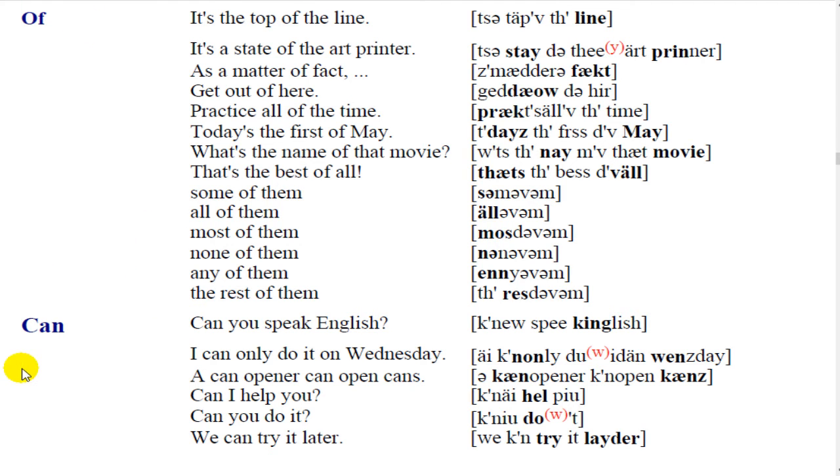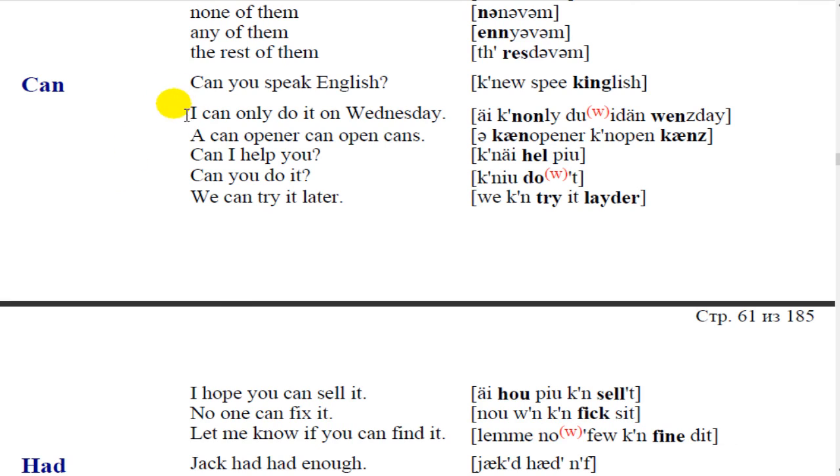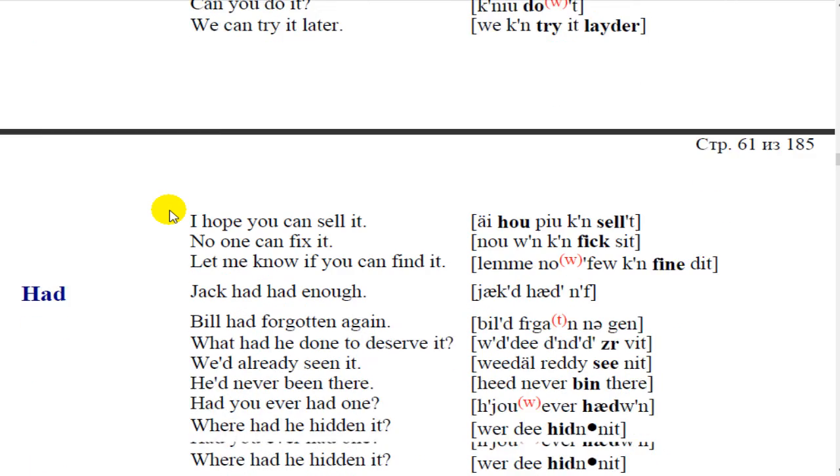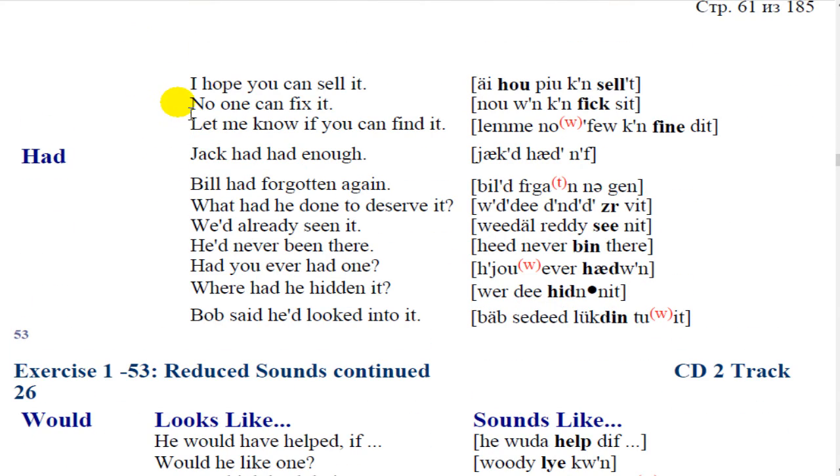Can. Can you speak English? I can only do it on Wednesday. A can opener can open cans. Can I help you? Can you do it? We can try it later. I hope you can sell it. No one can fix it. Let me know if you can find it.